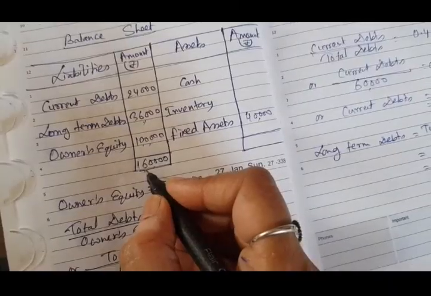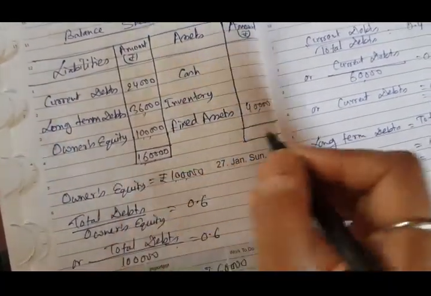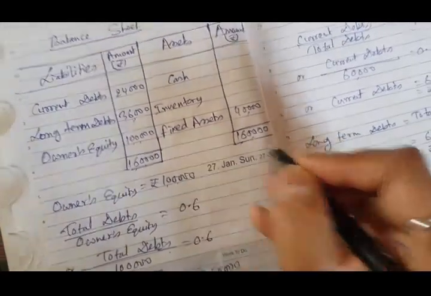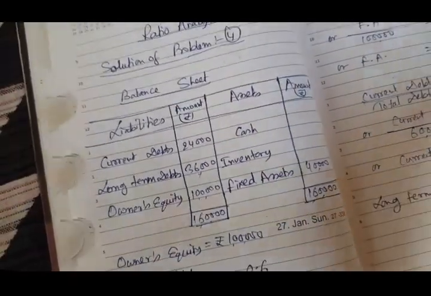See, we know one feature of balance sheet. In balance sheet, your asset and liability total will be equal. So the same total we will write here also. Now see what else we can find out.